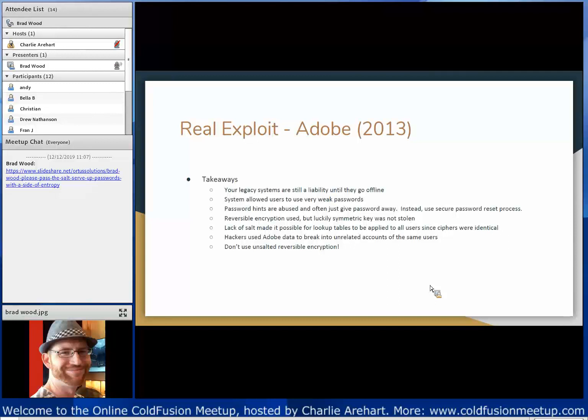This system allowed users to use very weak passwords again. Password hints were abused. Oftentimes they just gave the password away. Instead, you should use some sort of secure password reset process. So if someone forgets their password, you take something that only they would have, like access to their email address, right? And you send them an email with a link that can only be used once, that expires in a day, and they click on that link and they answer some security questions, and then and only then you say, okay, give a new password. The password hint box was just abused, and it turned into a gold mine for the hackers to use.